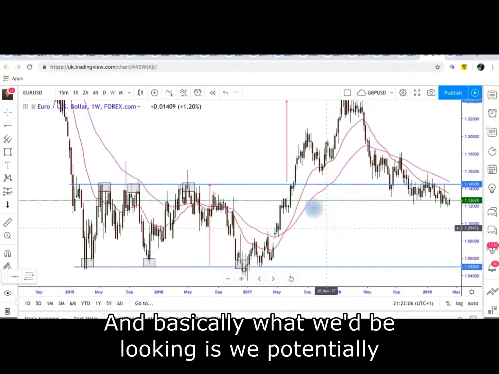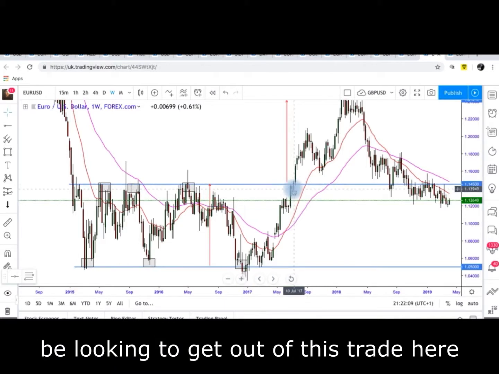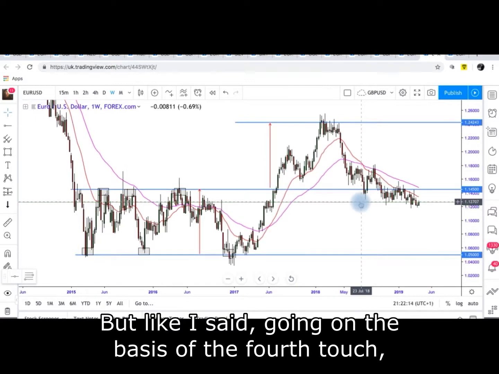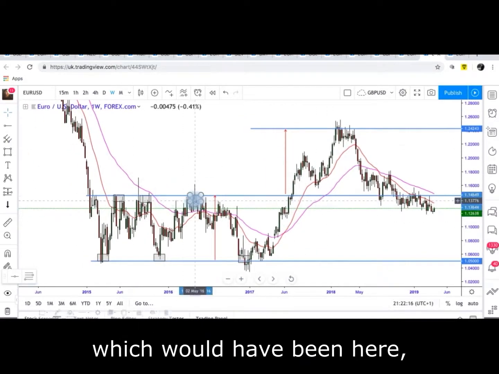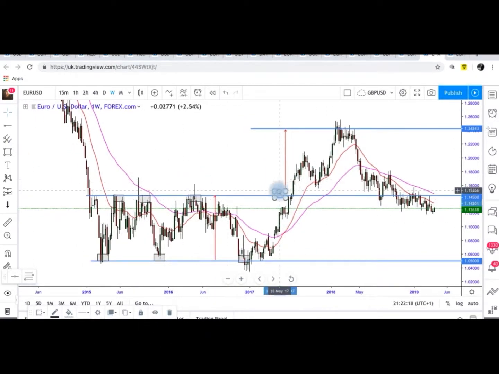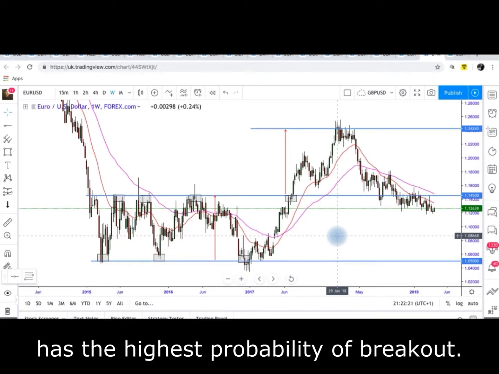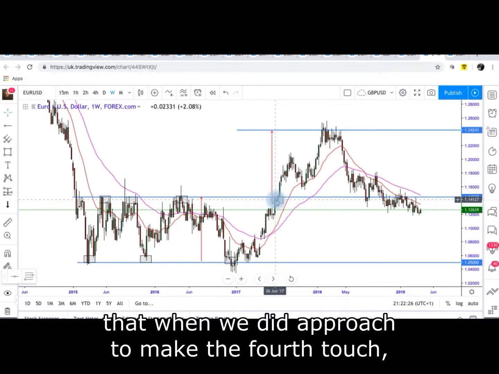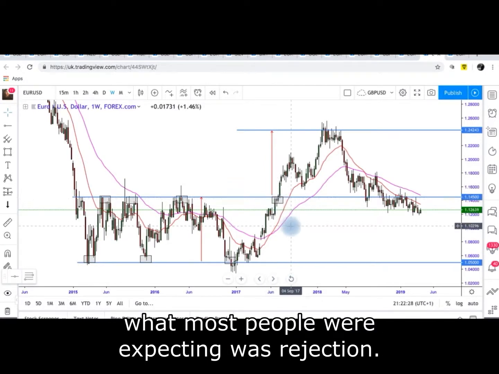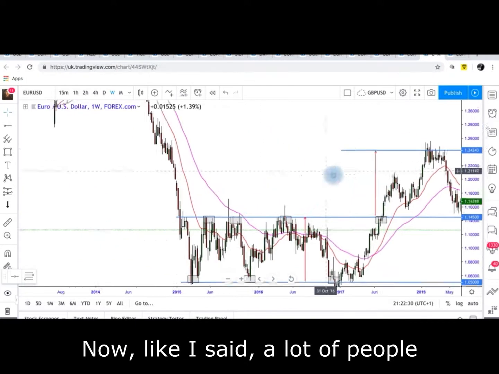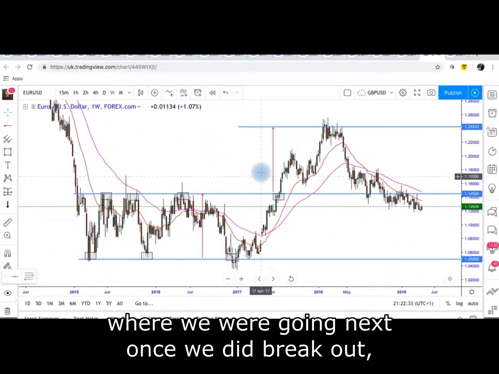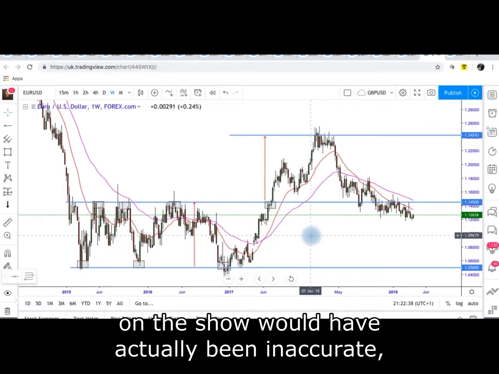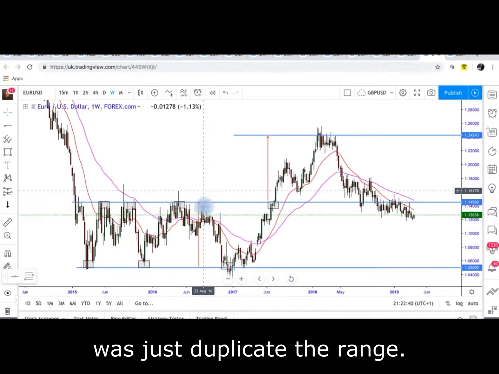And basically we'd potentially be looking to get out of this trade here and to get out of the trade from here. But like I said, going on the basis that the fourth touch, which would have been here, has the highest probability of breakout. This kind of proves my theory even further that when we did approach to make the fourth touch, what most people were expecting was a rejection. But in fact, we broke out. Now, like I said, a lot of people would have been looking left to try and figure out where we were going next once we did break out. And all of their lines that they would have placed on the chart would have actually been inaccurate, because all we had to simply do was just duplicate the range.